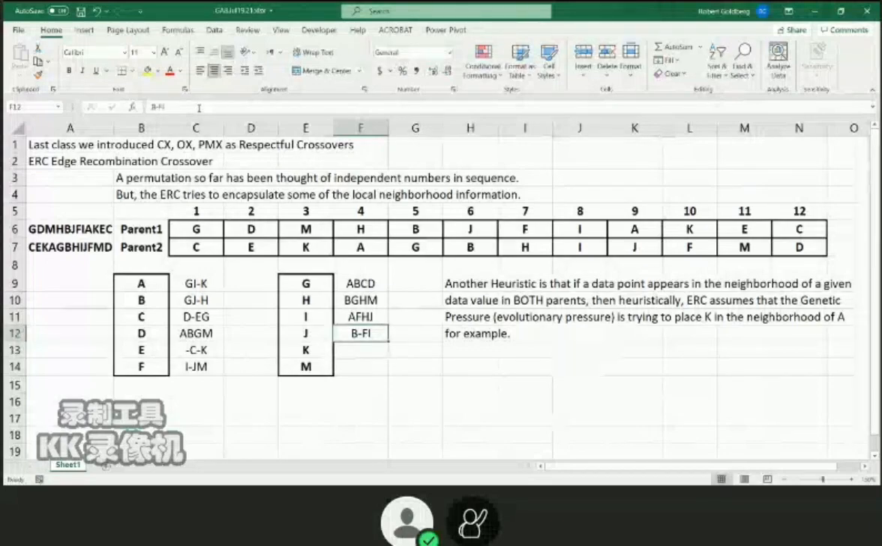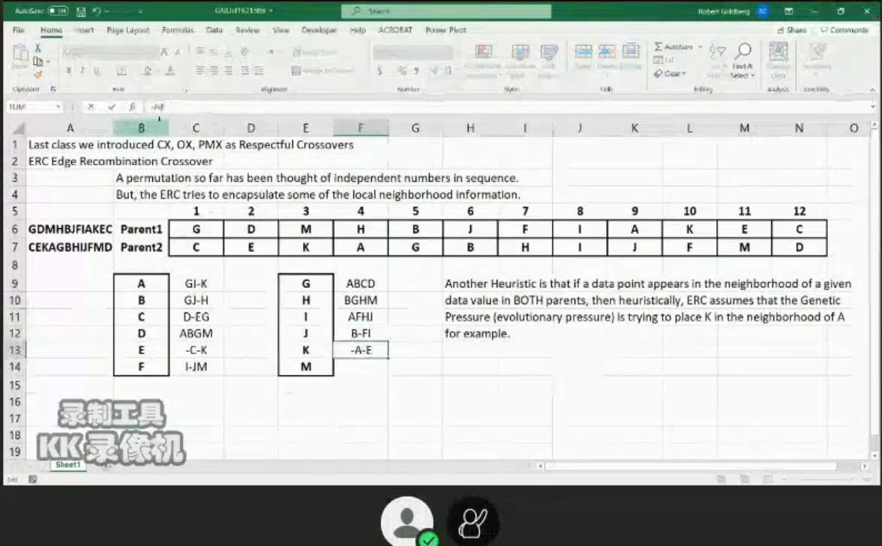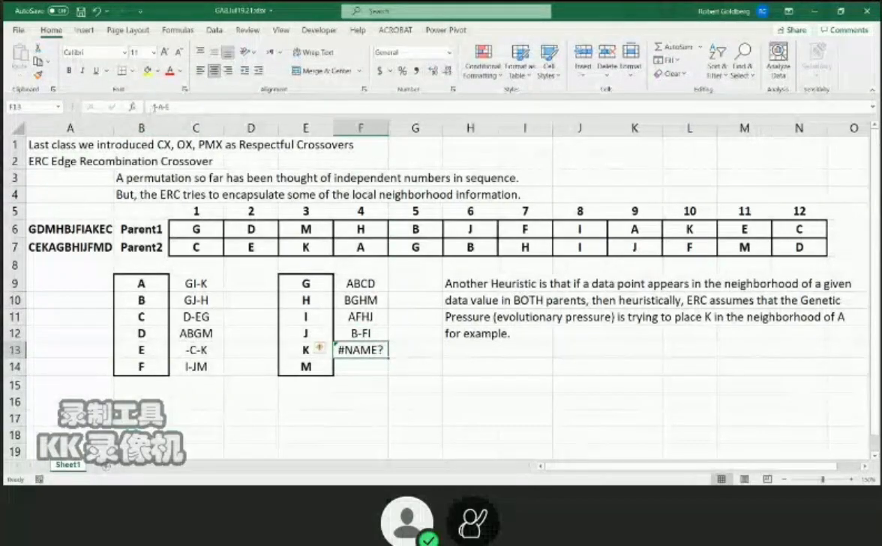Good. K. K has an A and E in the first parent, and an A and E in the second parent, so that's a little extra piece here. Oops, again, the minus is because of Excel. All right, the comment was because of Excel. M. There's a D and an H in the first parent, and a D and an F in the second parent. All right, so that is all the neighborhood information. Oh, there we go again. Minus. That is all the neighborhood information.